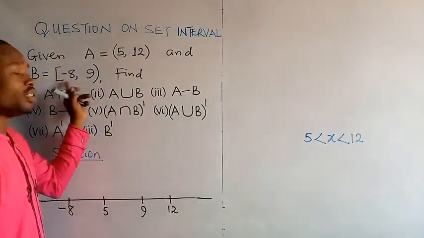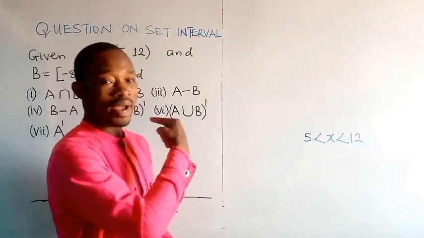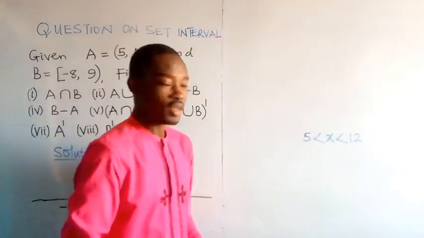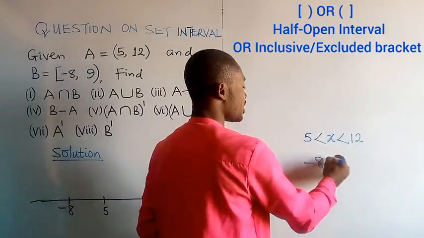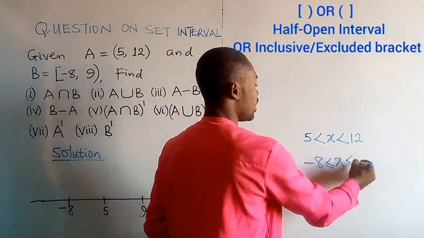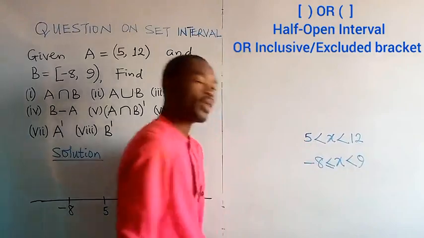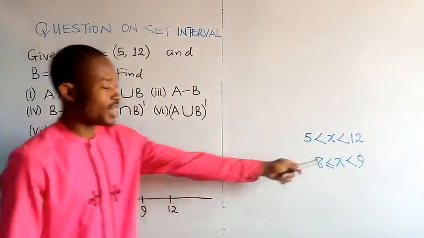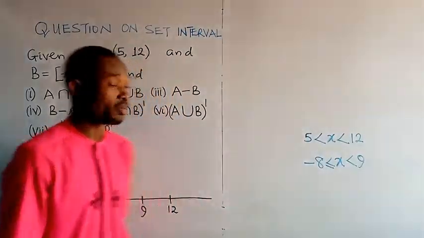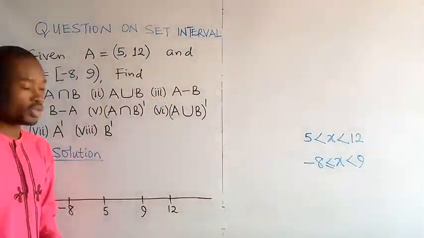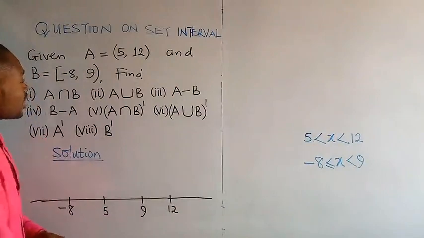And then this one, minus 8, 9. Remember, minus 8 is part of that set. So it's defined as minus 8 is less than or equal to x and then less than 9. You notice that for 9 I used less than, because of the curved bracket used here. Alright guys, let's move on.